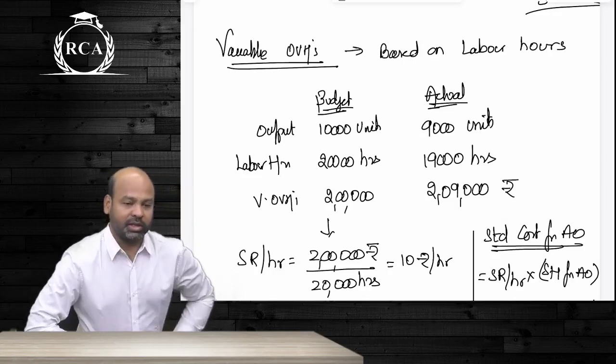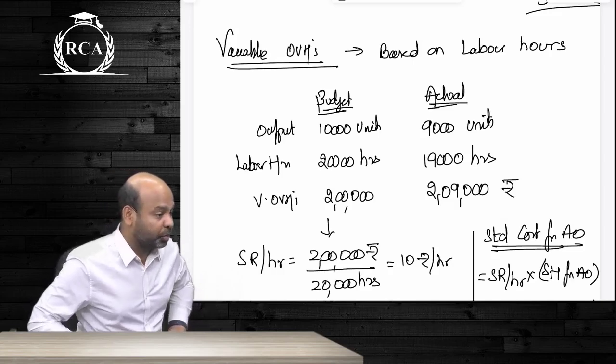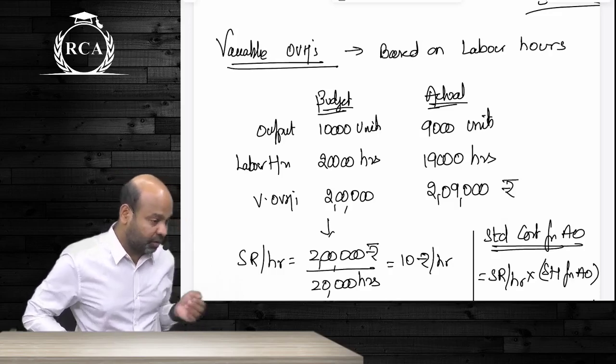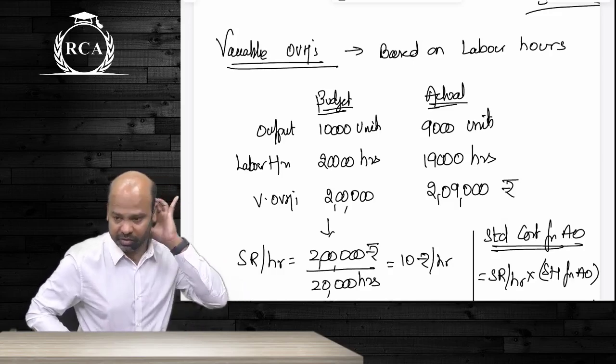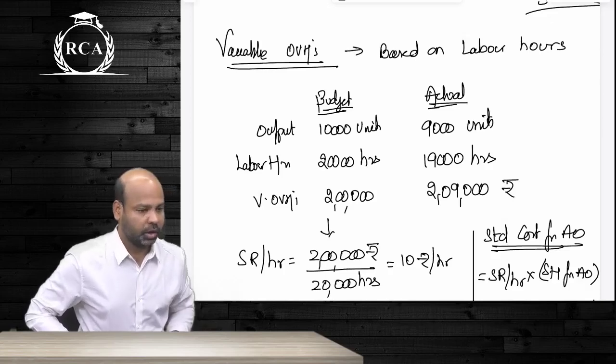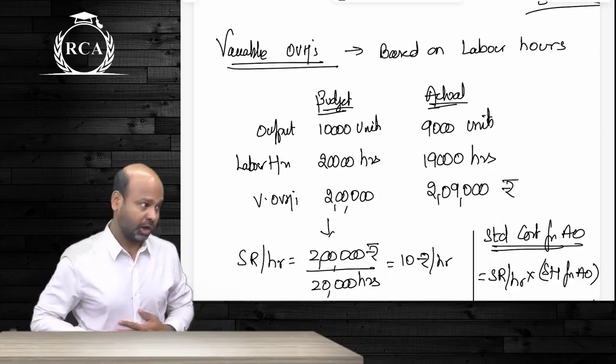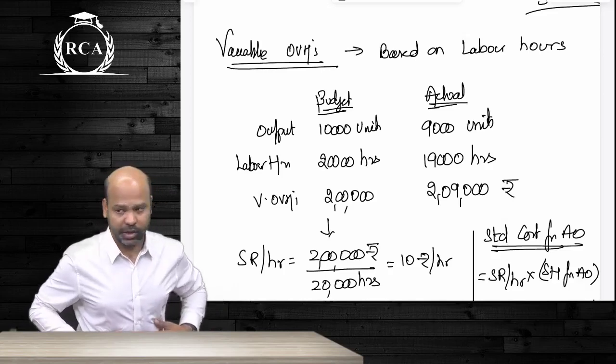Under overheads, it's pretty common for them to give details of output, and you compute variances on the basis of output. That is why from here we've also written standard cost as standard rate per unit multiplied by actual output. That is still standard cost only. So you'll write SR per unit multiplied by actual output, and from that you will deduct actual overheads incurred.